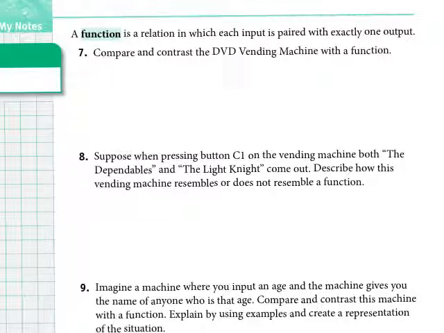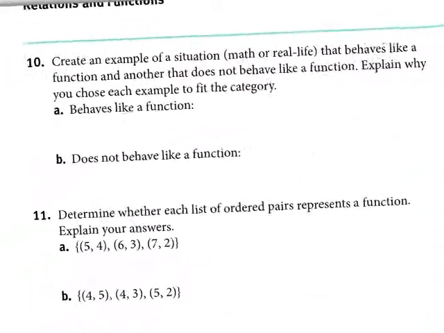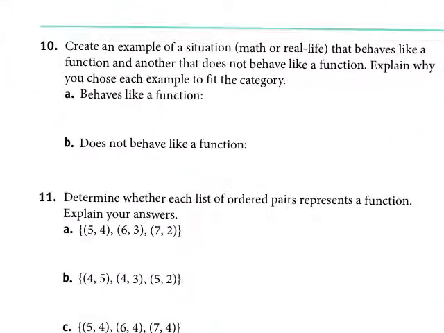All right, so now let's flip over one more page. Let's see how much time we have. Yeah, we have plenty of time. I would like you to go ahead and do number 10, both A and B, together with your partners. Go ahead. Okay, what examples do you have for stuff that does behave like a function?